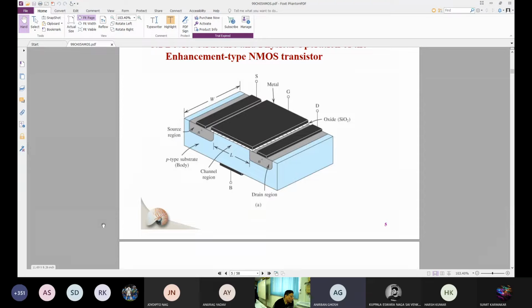So what I want to mean is that in between N plus and N plus, if you go to the upper layer, there will be a thin region which is doped with N-type material. So that means it will be N plus, then there is a thin layer of N, and then there is N plus.